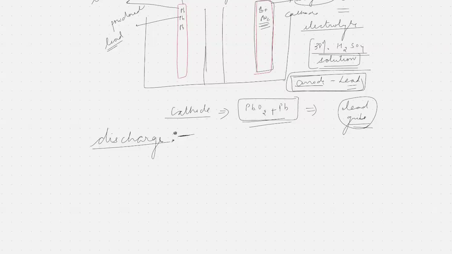Yeah, I've added it. So why are we adding it? We are adding that H2SO4 solution. We get it from the market. Understood the point? Yes. Okay. So we are reading about a battery which can be recharged, which is hence a secondary battery. Understood the point? Yes.